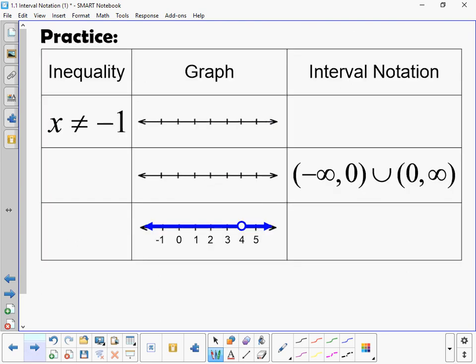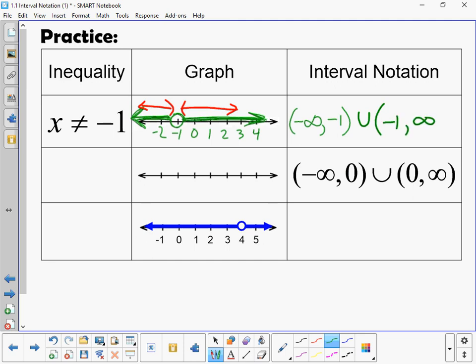Let's try a couple of these. So we have the inequality x cannot equal negative 1, so any value is okay, except we can't have the value negative 1. So we have a circle over the negative 1, and we show that anything else is okay. So for interval notation, if we write that left to right, it's from negative infinity up to -1. Again, you can think of it like these two parts, or from -1 up to infinity.